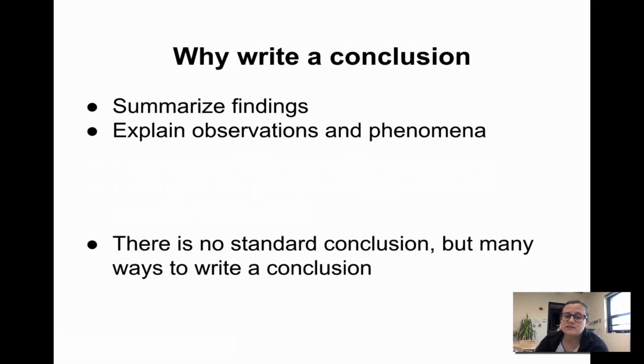Scientists like to summarize their findings and explain observations and phenomena. When we are communicating with other people about what we found out in a lab, it's usually more helpful to have an organized, written summary of everything that we found and a potential explanation for what we noticed. So there's no standard conclusion, but there's a lot of different ways to write a conclusion. What we're going to go through is one way to write a conclusion so that we can easily communicate our findings with other students and with teachers.